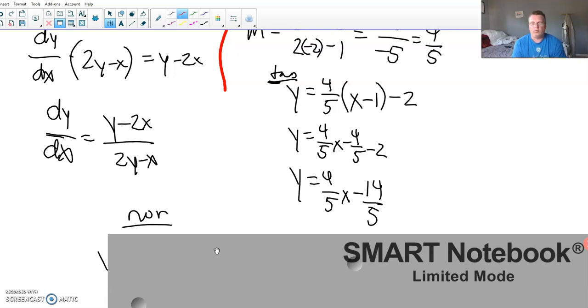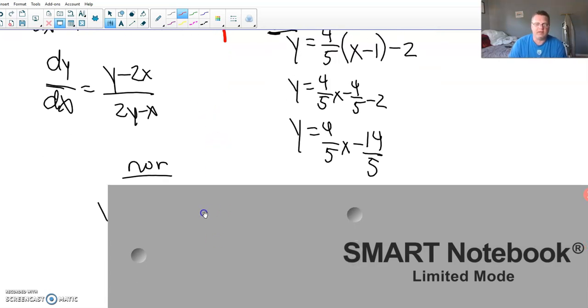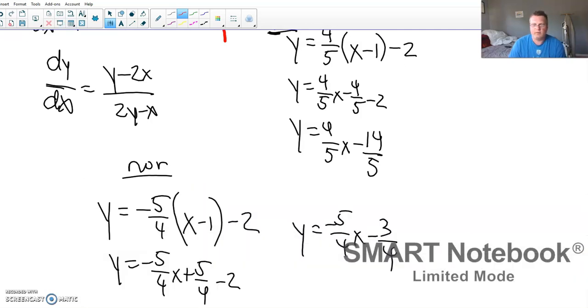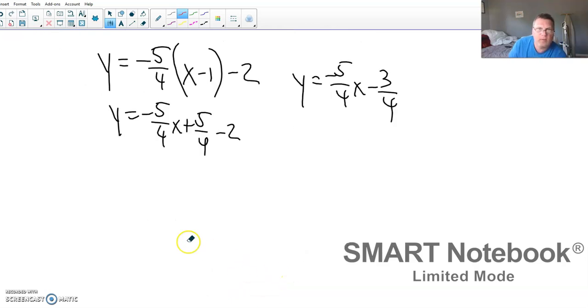Now the normal, remember, is perpendicular, so it's a negative reciprocal. So you just have -5/4. And then x minus 1, minus 2, distribute through, and you end up with y equals -5/4 x minus 3/4. So there's your tangent and normal.